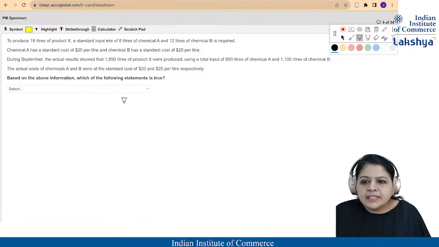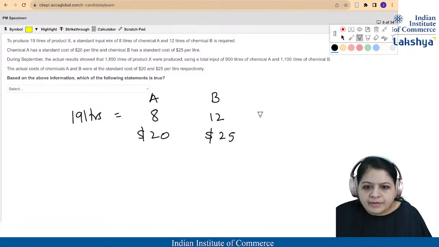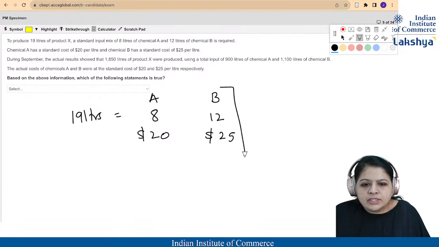From the first line itself, we find out that 19 liters is produced when A and B are used. If we talk about A and B, then 8 liters of A and 12 liters of B is required. Chemical A has a standard cost of $20. B has a standard cost of $25.